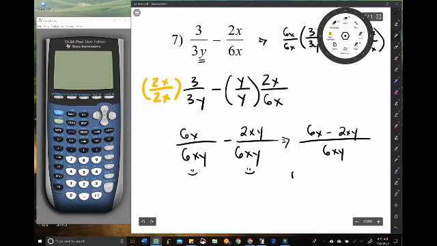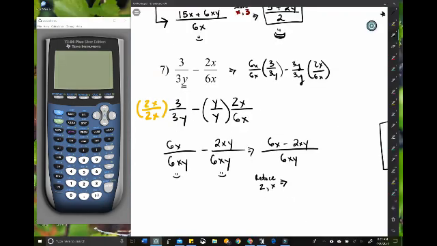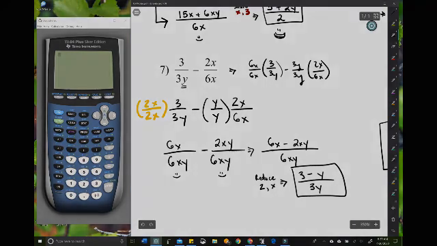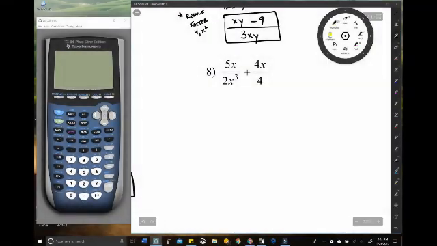Everything has a factor, so we can reduce by 2 and an x. So as we reduce by 2 and x, what that leaves us with is 3 minus y all over 3 and y. Okay, so that is reduced for those values there. Next one, so let's just do it old school style.